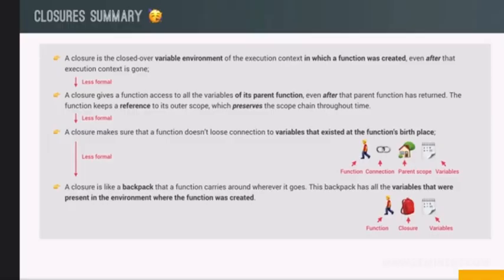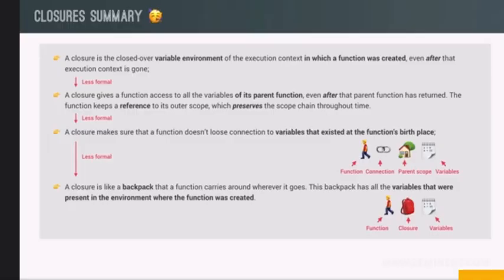Now let me give you a couple of different definitions of closure, some more formal ones and some more intuitive and maybe easier to grasp. The most formal definition of a closure is the one we already saw, which is that a closure is the closed over variable environment of the execution context in which a function was created, even after the execution context is gone, or in other words, even after the function to which the execution context belongs has returned.